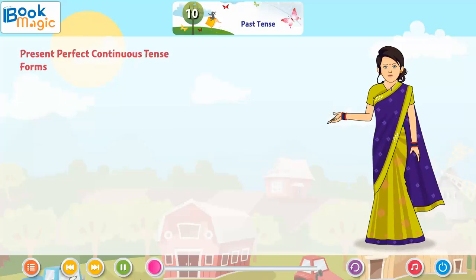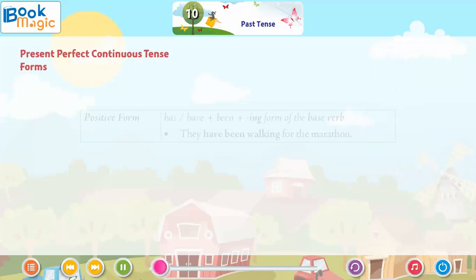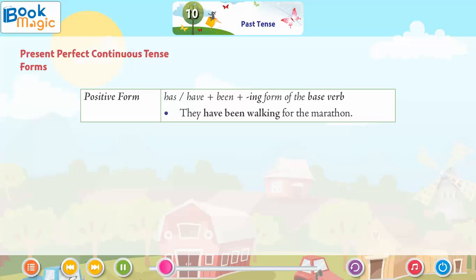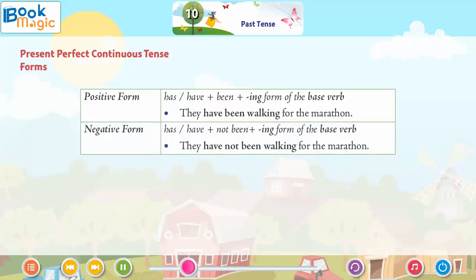Present perfect continuous tense forms. Positive form: has or have plus been plus ing form of the base verb. They have been walking for the marathon. Negative form: has or have plus not been plus ing form of the base verb. They have not been walking for the marathon.